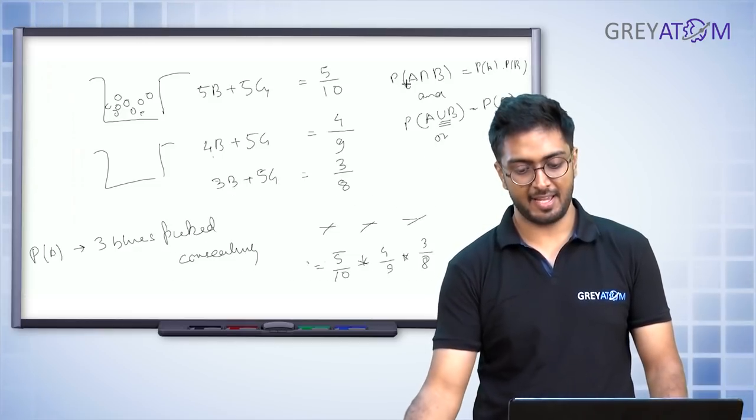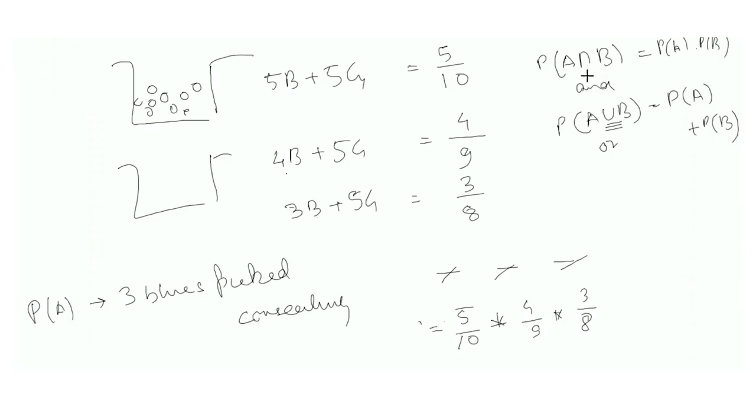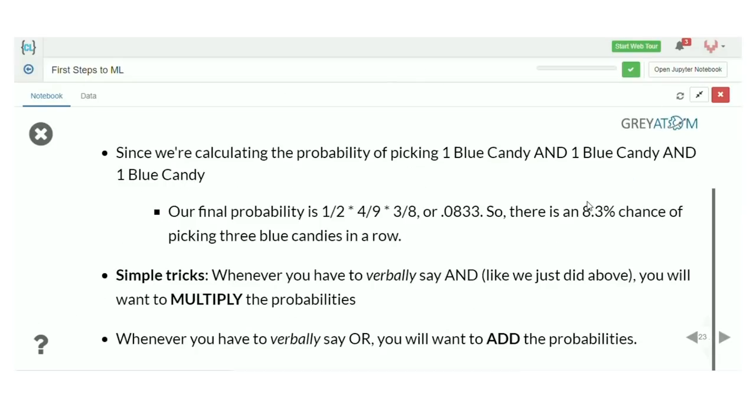So in this case, if it's A and B, that means intersection, then you multiply the probabilities only if they're independent events. Similarly, if it's A union B, A or B, then you add those probabilities, but under the condition that they're mutually exclusive. If they're not mutually exclusive, you have to subtract a term, P of A intersection B. So that's a fundamental understanding that you have to keep in mind.